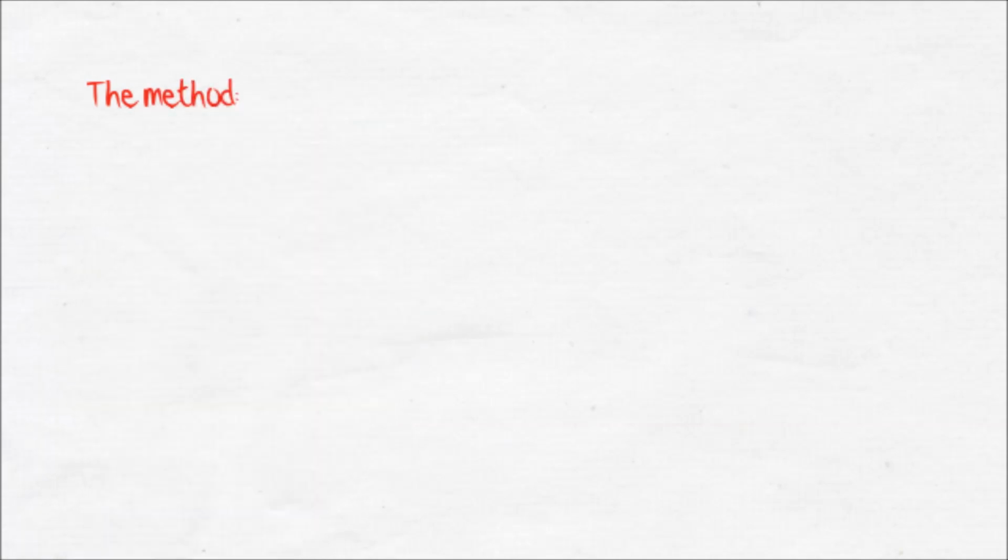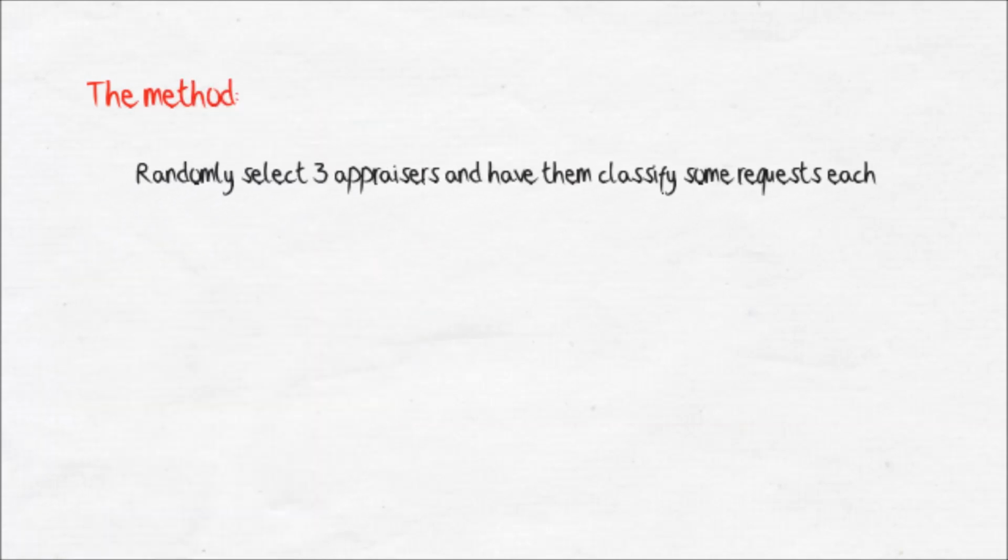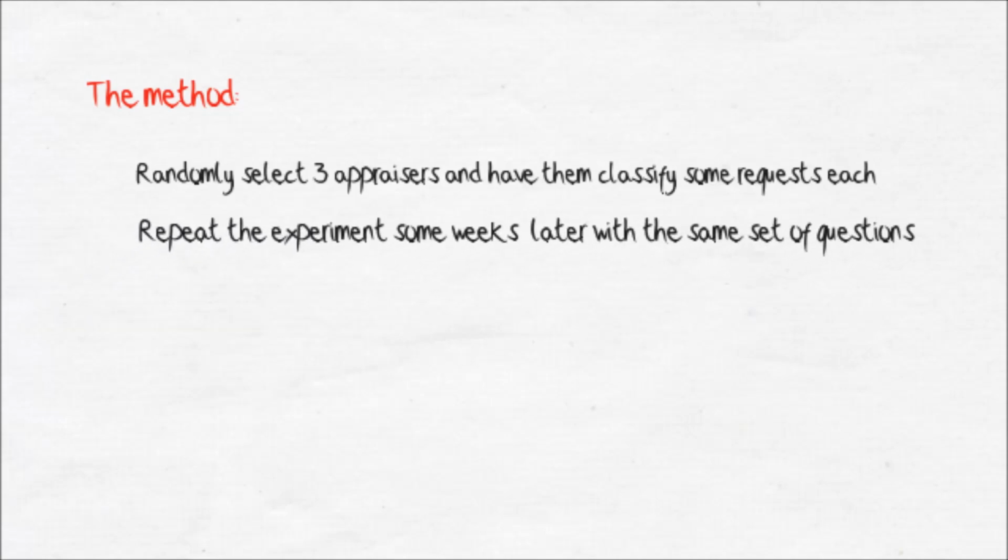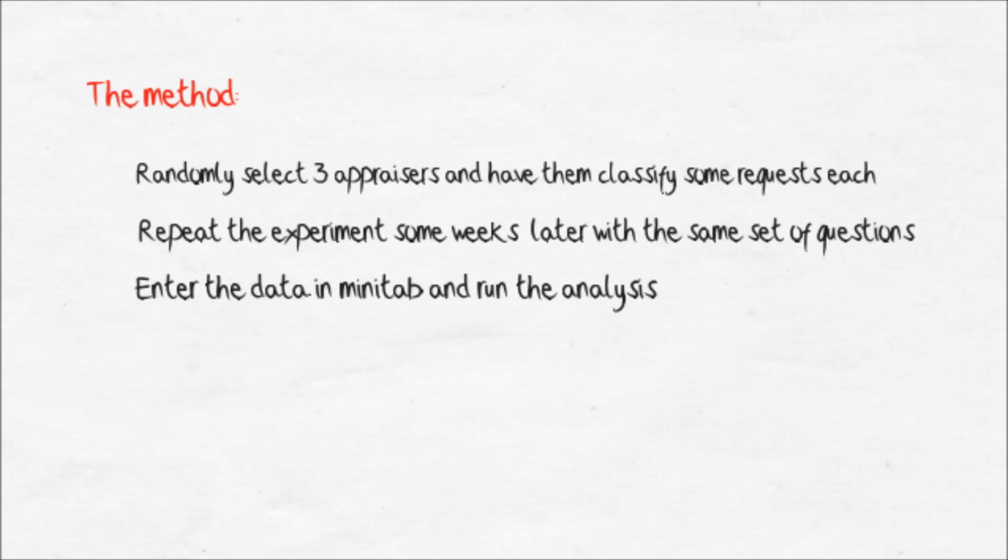First, you need to randomly select 3 appraisers and have them classify some requests. And then you will have to repeat the experiment a couple of weeks or even 1 month later with the same set of questions. So after running the 2 studies, you enter the data in Minitab, and this is the type of data that you should have in the worksheet.